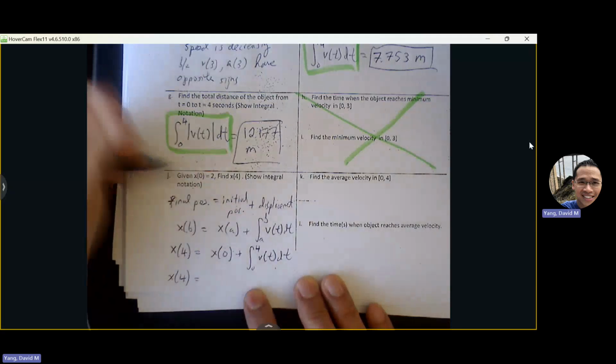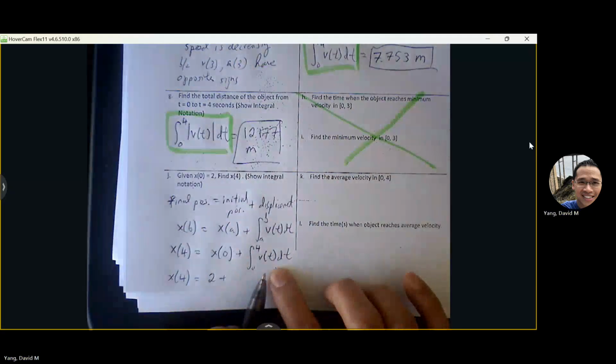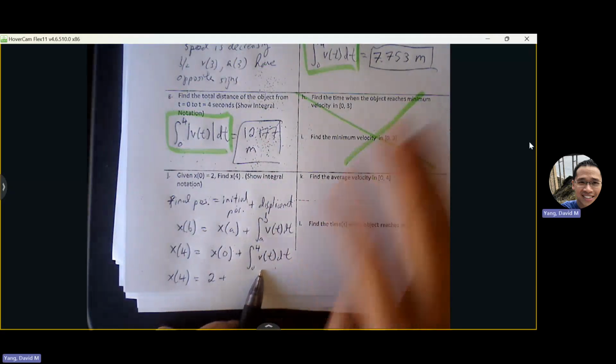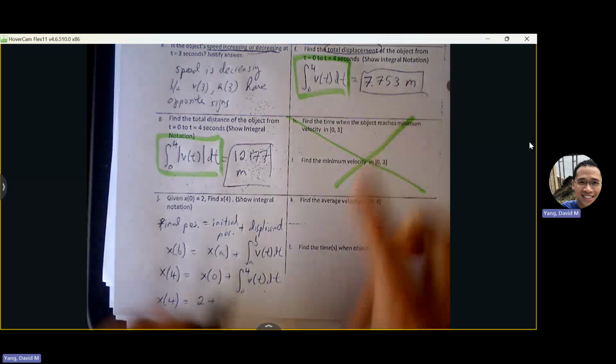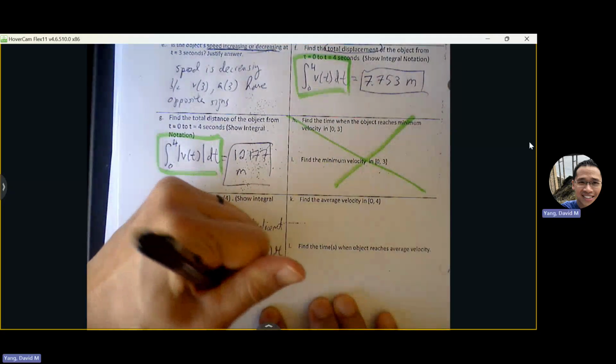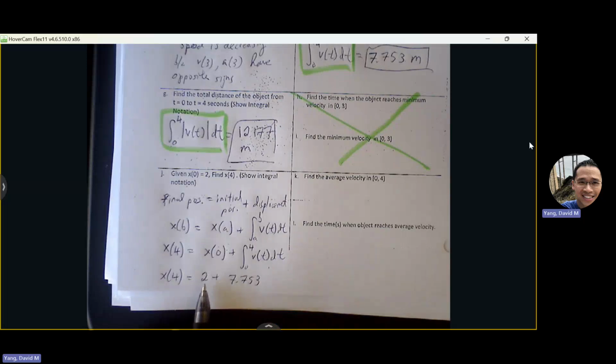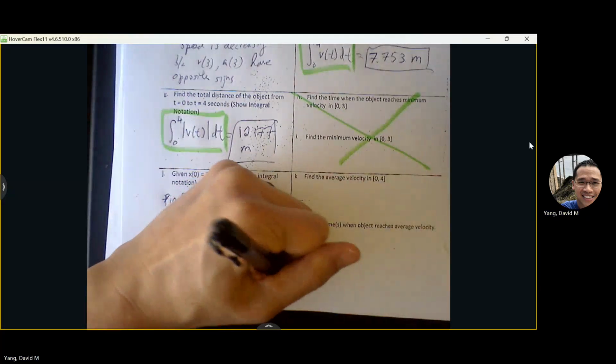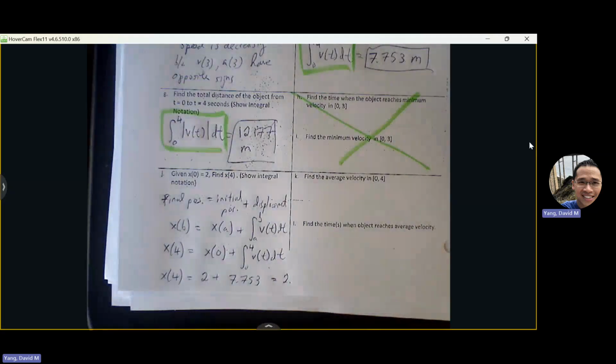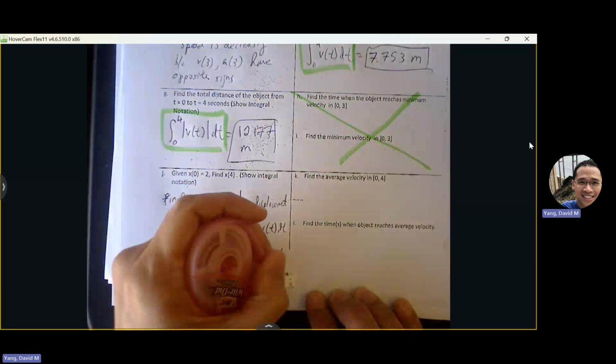So x of 0 is 2. Integral from 0 to 4, we can plug in the calculator, but in this case, we already have it from before, 7.753. So this tells us that the object is going to start off at 2 on the x-axis. Over the 4-second period, it's going to travel 7 units to the right. And where's it going to end up at 4 seconds? It's going to end up at 9.753 on the x-axis because it started at 2 and moved over 7.